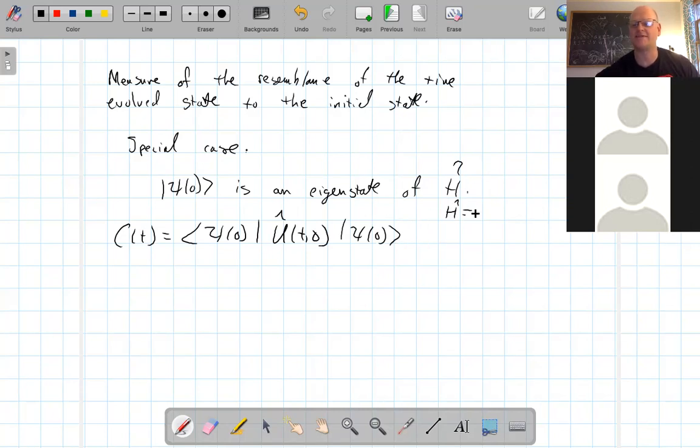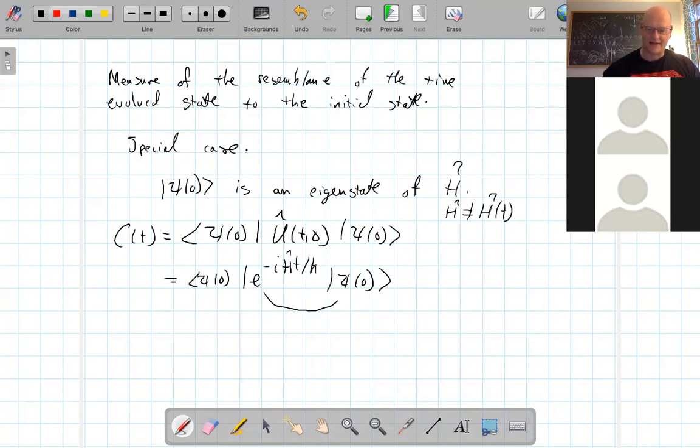So the Hamiltonian in this case is not time dependent. We can write this as psi of 0, e to the minus i H t divided by h bar, psi of 0. Now we act this onto this state, but since this is an eigenstate, that just pulls out the energy of this particular state. So this is equal to psi of 0 times e to the minus i, I'll call it E sub n, t divided by h bar.